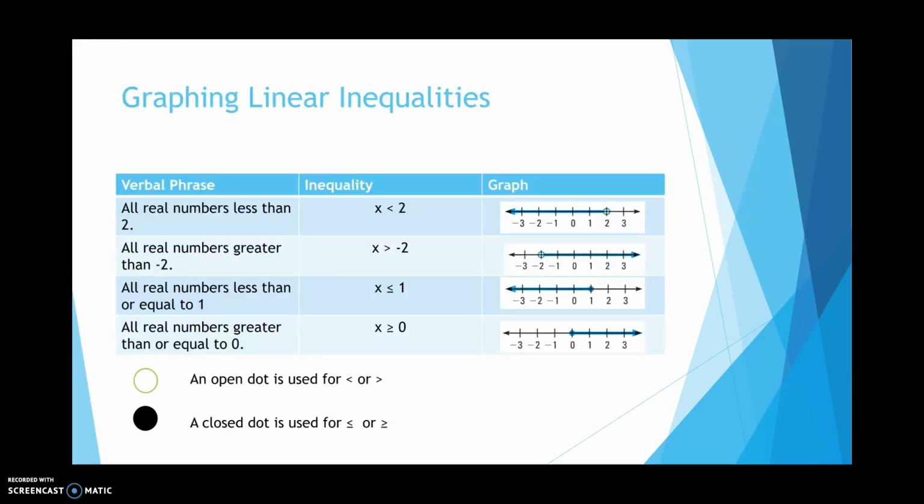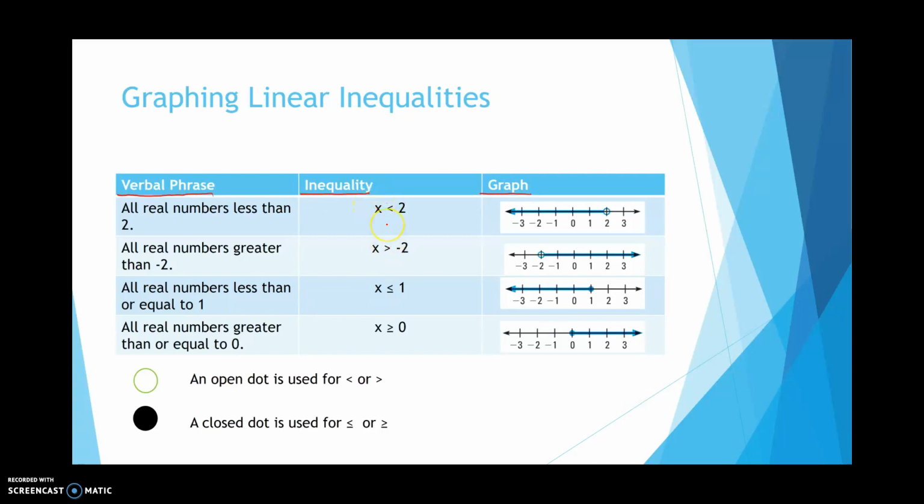I do want you writing this chart down. The verbal phrase, the inequality that matches the verbal phrase, and then writing down the graph, because these are examples of what you're going to be working with in this first section. So as I mentioned, you're working with the less than sign. We always think of the less than sign as like the tip of the sign itself directs the variable or number on the left side.